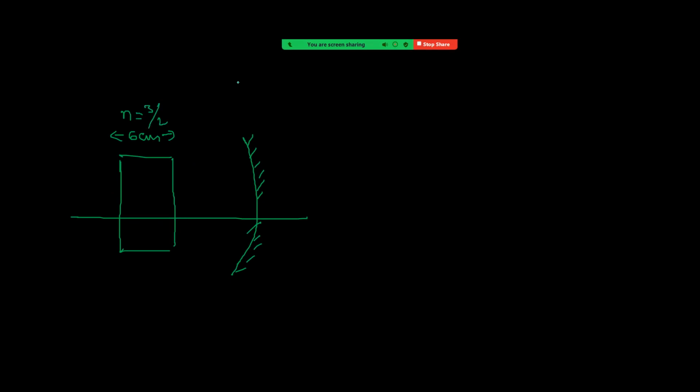Okay. So first let me write shift equal to. What is the shift? Shift equal to t into 1 minus 1 by mu. t value 6, 1 minus 1 by mu where mu is 3 by 2, so 1 minus 2 by 3, that is 1 by 3. 1 by 3 into 6, right? That is 2 centimeter, right?